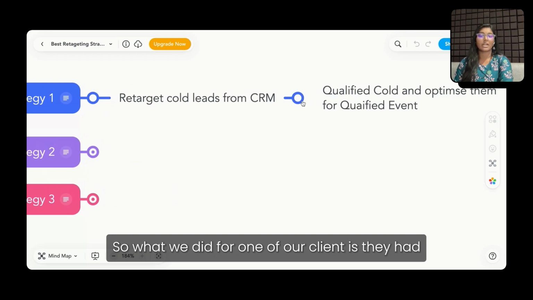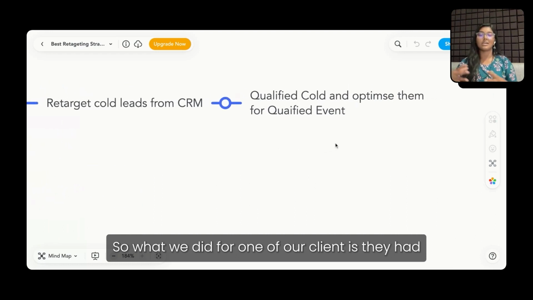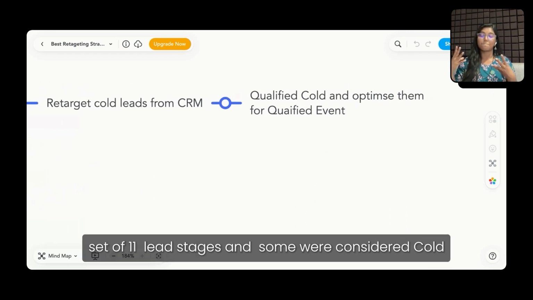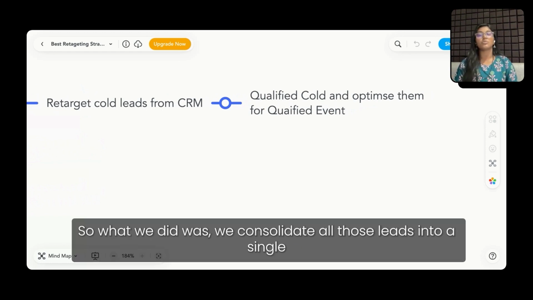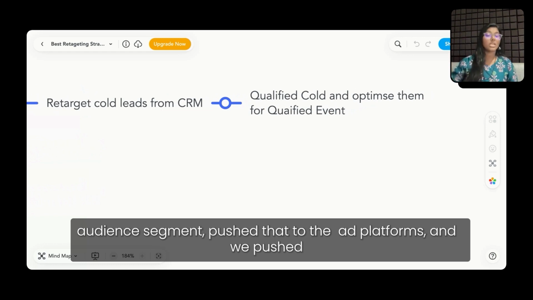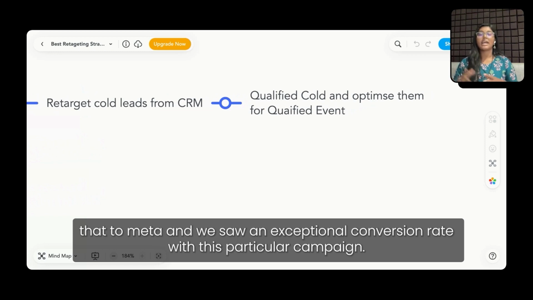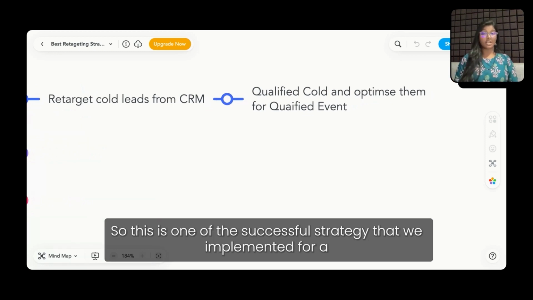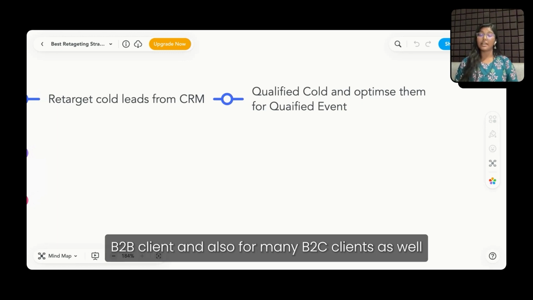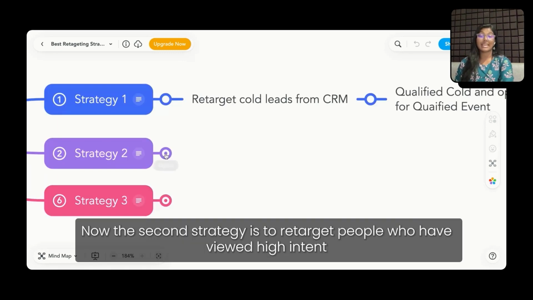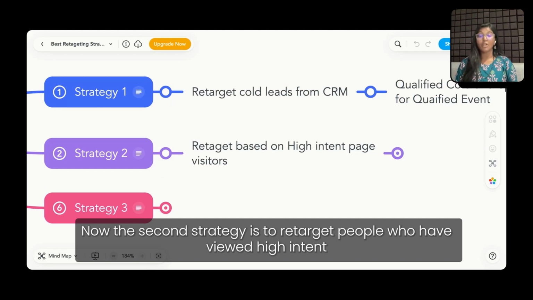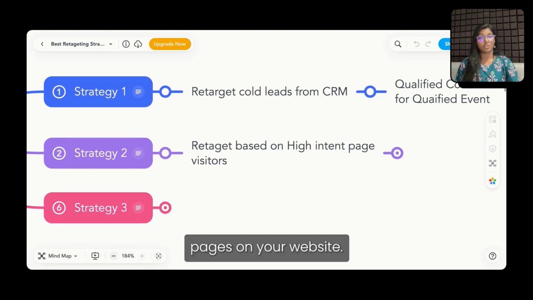So what we did for one of our clients is they had a set of 11 lead stages and some were considered cold. So what we did was we consolidated all those leads into a single audience segment, pushed that to the ad platforms, and we pushed that to Meta. And we saw an exceptional conversion rate with this particular campaign. So this is one of the successful strategies that we implemented for our B2B client and also for many B2C clients as well.